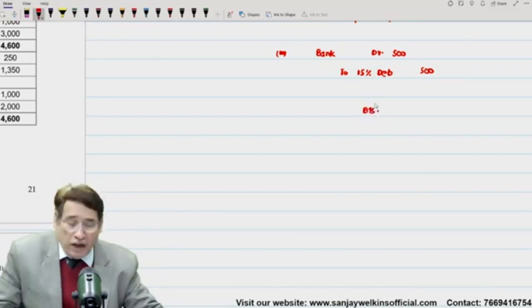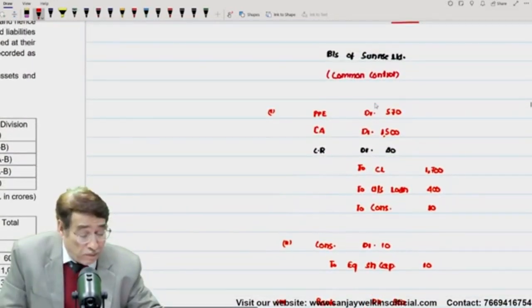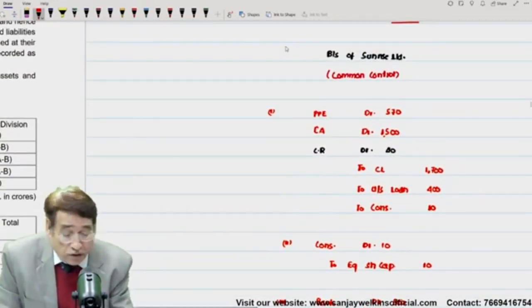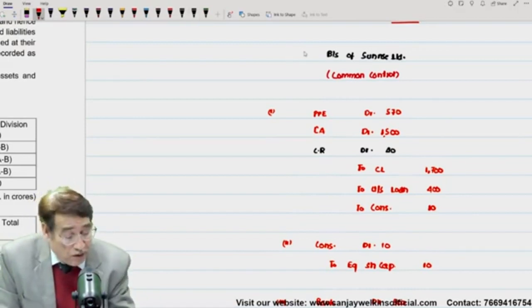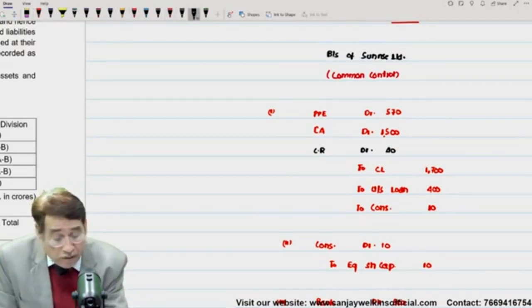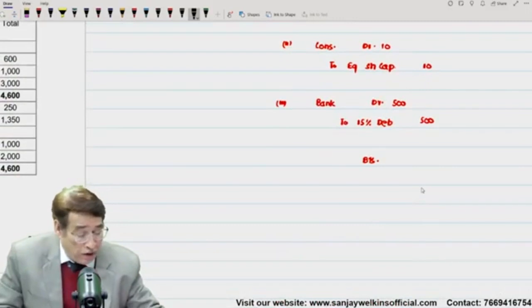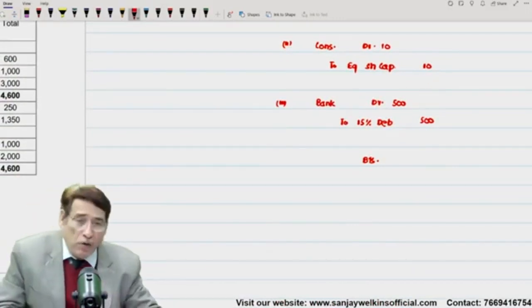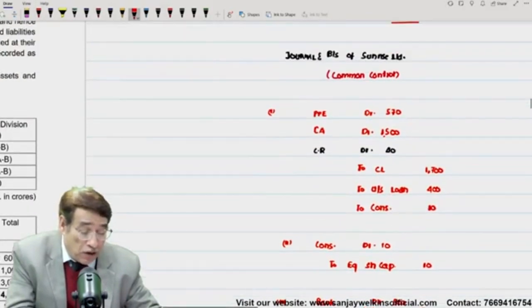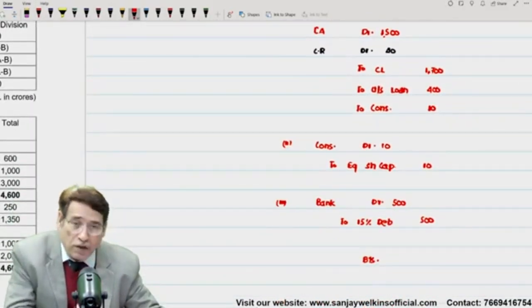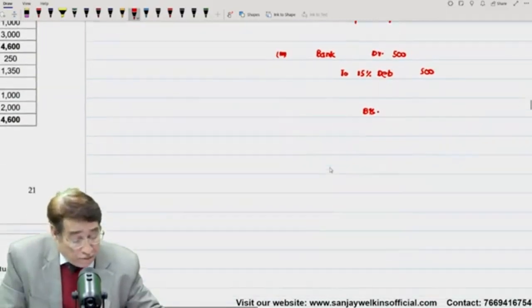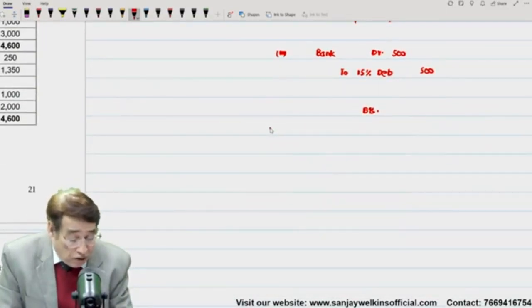After having written the entries, I have written here balance sheet, journal and balance sheet. I should write balance sheet. First, let me prepare journal and then balance sheet of Sunrise Limited. Now we shall prepare the balance sheet. I told you earlier also, in order to prepare the balance sheet in the new entity, you will have to focus only on the entries which you have written. And besides that, you will have to simply take care of the formats. Assets.